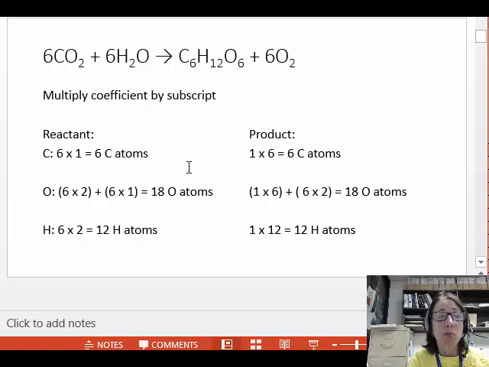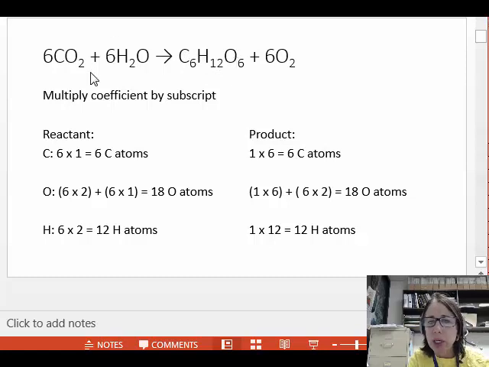To count atoms, we multiply the coefficient by the subscript for each element. Looking at our first equation, let's count carbon first. On the reactant side, carbon is found in carbon dioxide and has a coefficient of 6 and a subscript of 1. 6 multiplied by 1 is 6 carbon atoms on the reactant side. On the product side, carbon is found in glucose and has a coefficient of 1, and carbon has a subscript of 6. 1 multiplied by 6 is 6 carbon atoms, so carbon is balanced.